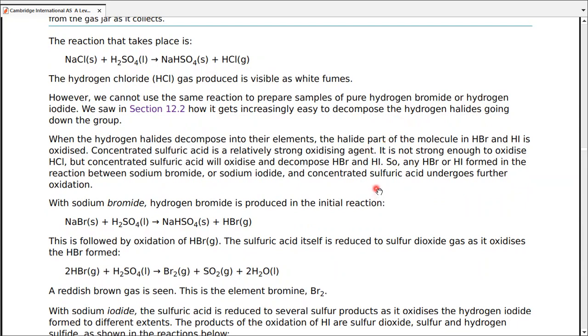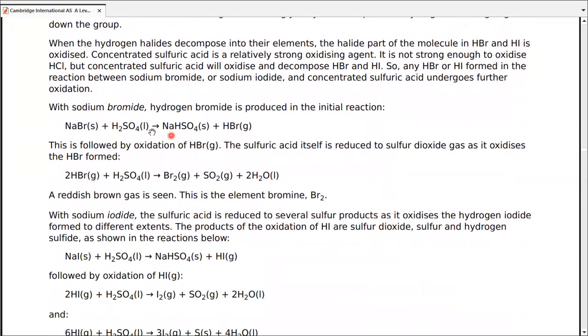So when the hydrogen halides decompose into their elements, the halide part of the molecule in HBr and HI is oxidized. Concentrated sulfuric acid is relatively a good oxidizing agent itself. It is not strong enough to oxidize HCl, but concentrated sulfuric acid will oxidize and decompose HBr and HI. So any HBr or HI formed in the reaction between sodium bromide or sodium iodide and concentrated sulfuric acid undergoes further oxidation. So there you see, this is going to be the actual initial reaction, but since HBr can be oxidized by H2SO4, it's going to follow this reaction, and these are the products that you're going to get.